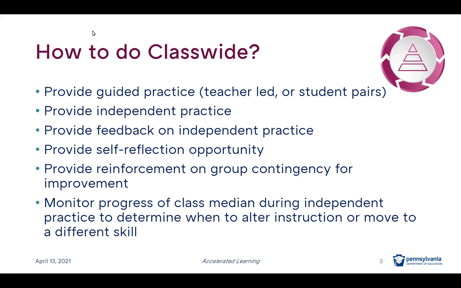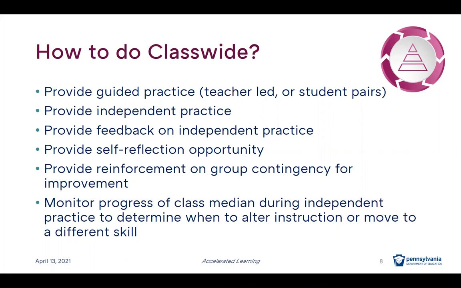So how do we go about doing class-wide intervention? We like to talk about active ingredients. What are the components that make instruction effective? Or what are the components in this case that would make class-wide intervention effective? One of the active ingredients is guided practice. This can be done in multiple ways, but what we need to make sure is that class-wide intervention has some level of guided practice provided to students. That could be teacher-led. That could be students working with a partner.